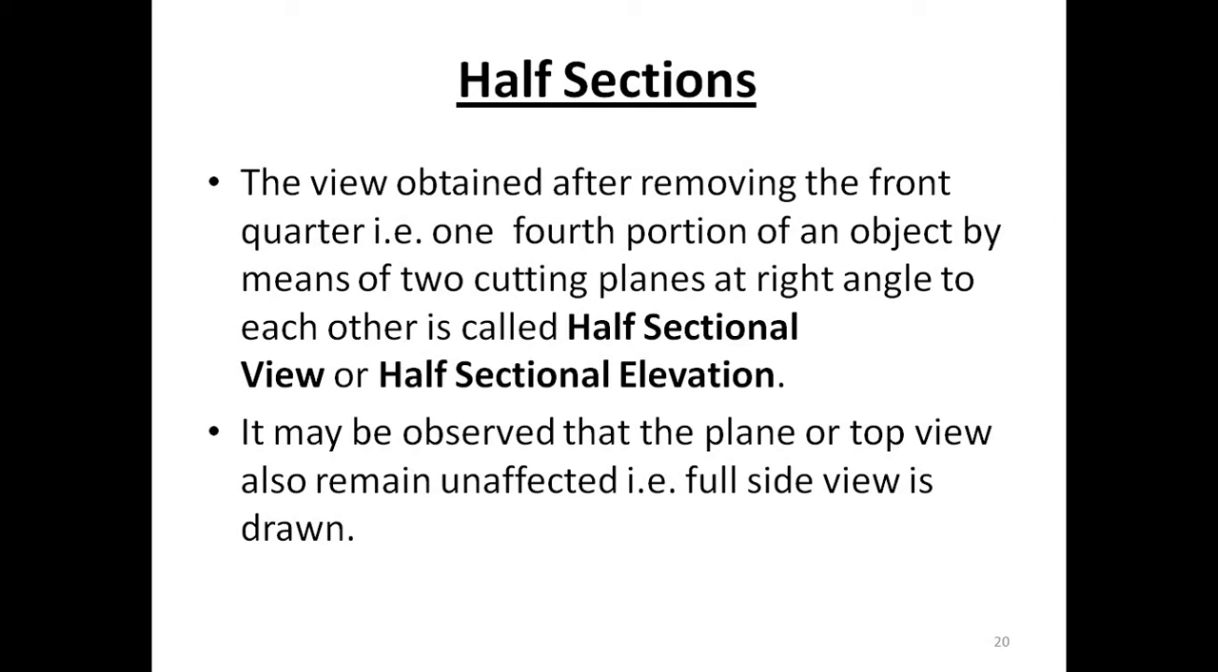Already told that in a half section, the view is obtained after removing the front quarter, that is, the one-fourth portion of an object, by means of two cutting planes which are at right angles, and because of that it is observed that the plan or top view remains unaffected. The top view in case of half section remains unaffected.